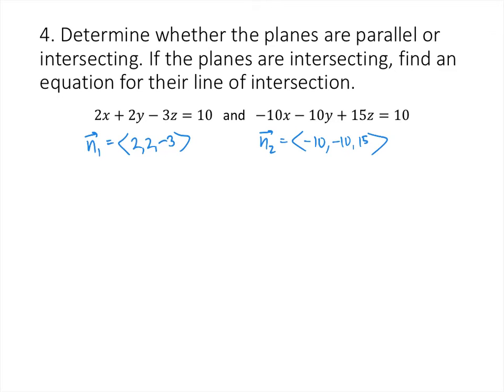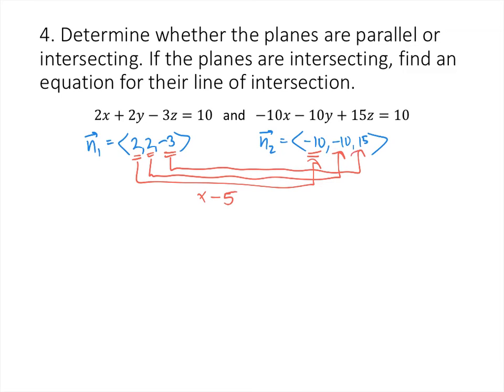And in this case, we can do that because if we look at 2 and negative 10, well, 2 times negative 5 gives me negative 10. And this 2 times negative 5 also gives me negative 10. And negative 3 times negative 5 also gives me positive 15. So that's telling me that n2 is actually negative 5 times n1. So since these 2 planes have parallel normal vectors, they're parallel planes. So the planes are parallel.